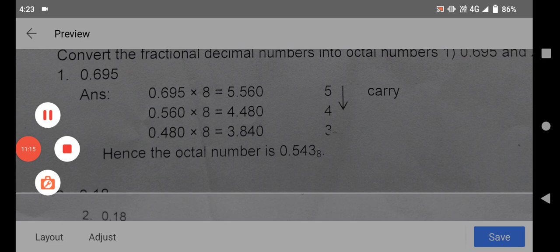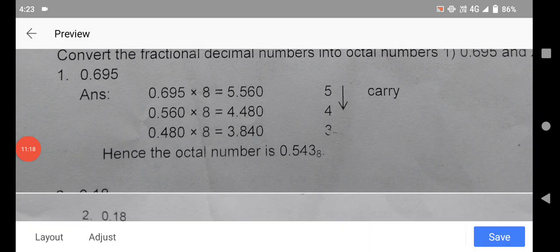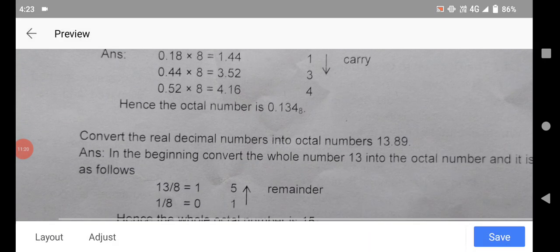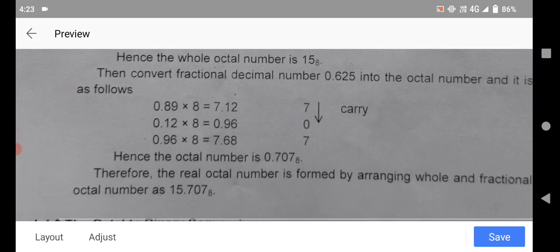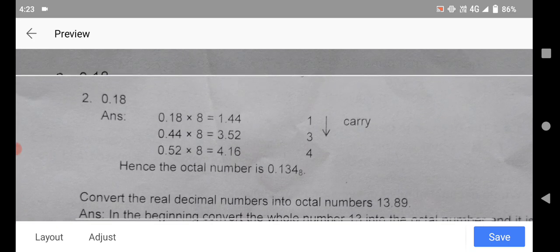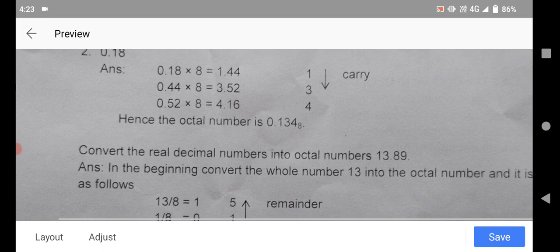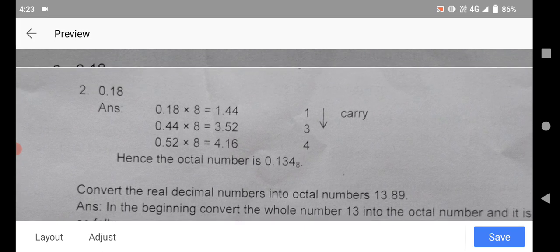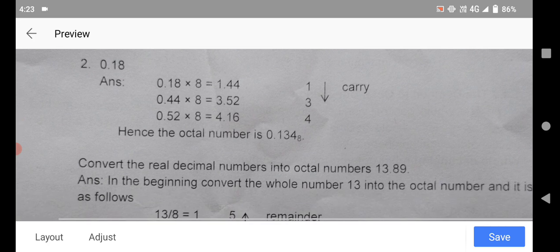Okay, in this way, second example. The given decimal number 0.18 is multiplied by 8, and the calculation gives 1.44. In this calculation the carry is 1, so 1 is noted down.